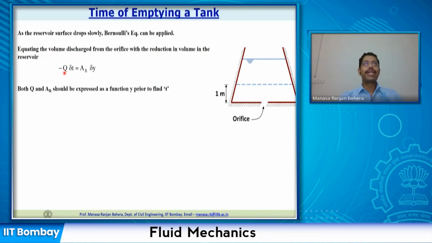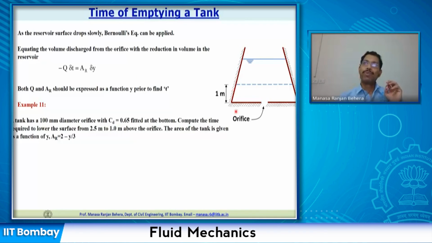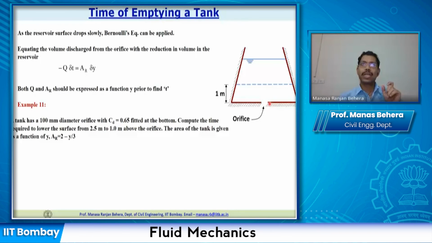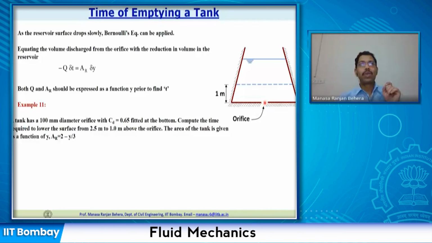If you integrate on this side, that is the integration of delta t and the integration of delta y, you can find t, but for that Q and A_R should be functions of y or constant, it doesn't matter. If it is a variable, it has to be a function of y. Now let us see a quick example. A tank has a 100 mm diameter orifice, the C_D value of the orifice is given as 0.65. Compute the time required to lower the surface from 2.5 meter to 1 meter.